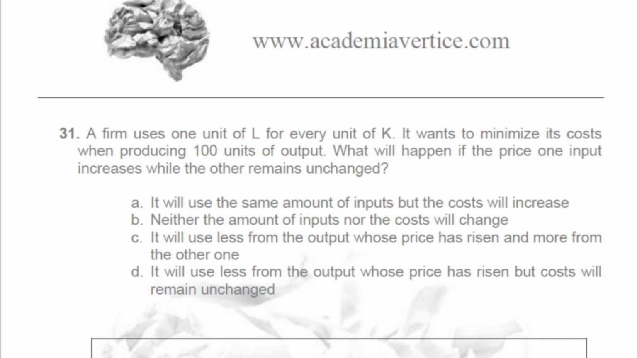Okay, let's continue with question number 31. A firm uses 1 unit of L for every unit of K. So these are perfect complements for the firm, or fixed proportions, 1 unit of L for each unit of K. It wants to minimize its cost when producing 100 units of output. What will happen if the price of one input increases while the other remains unchanged?